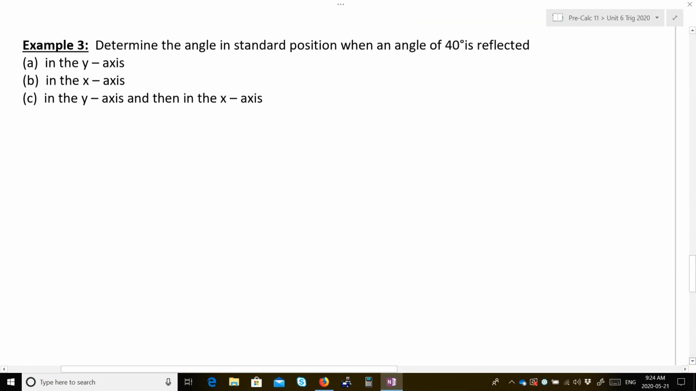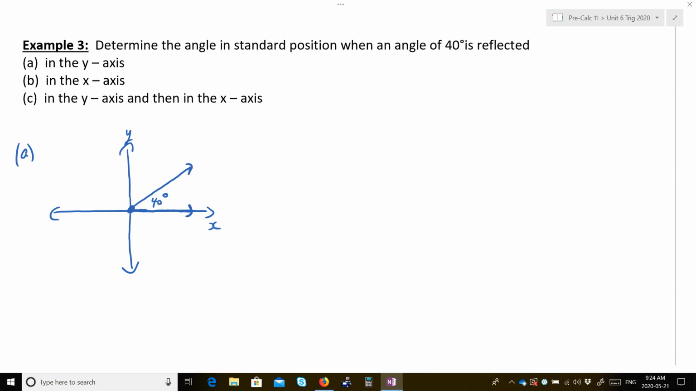Alright, and finally example 3, determine the angle in standard position when an angle of 40 degrees is reflected in the y-axis. So there's the y-axis, there's the x-axis, and we are starting off with an angle of 40 degrees. So imagine we have an angle of 40 degrees here, and it wants us to determine the angle in standard position when this angle of 40 degrees is reflected in the y-axis.